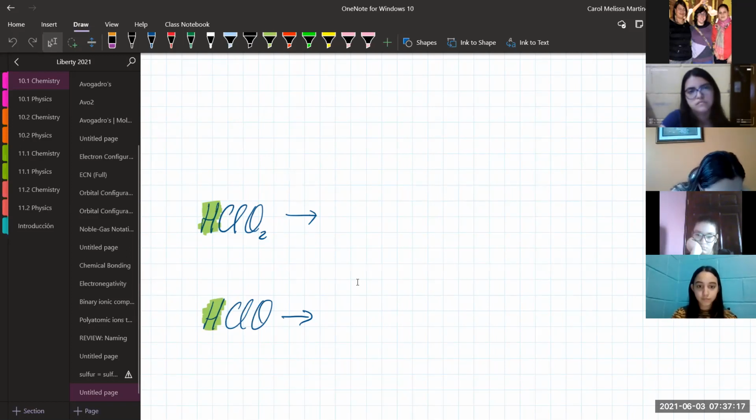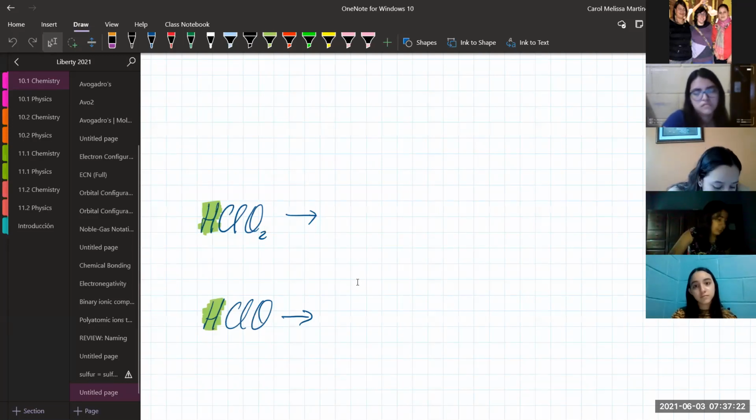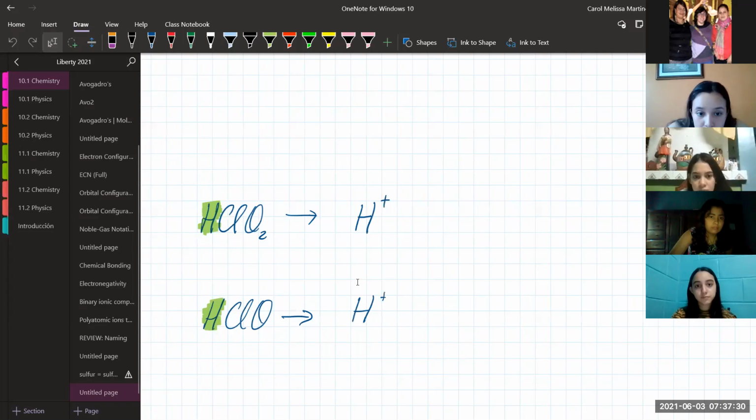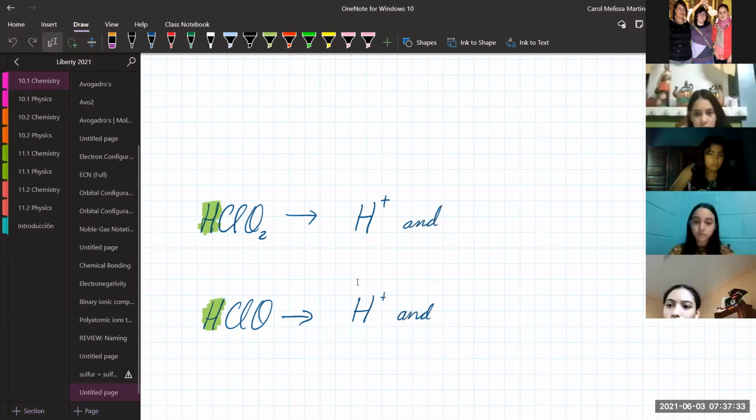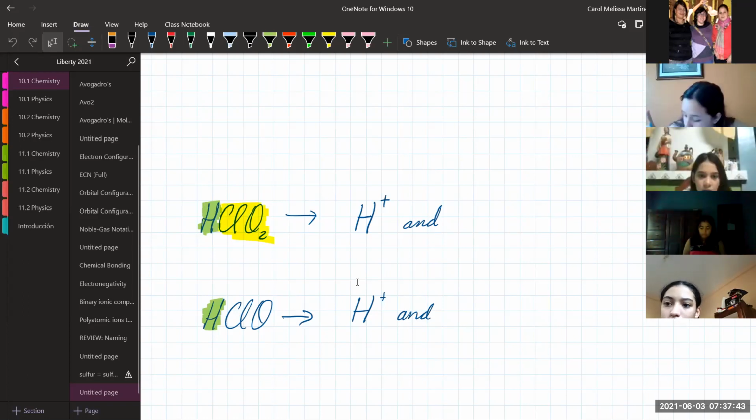What is the composition of this acid? The hydrogen, I mean H plus ion, and chlorite. How do you call this anion, ClO2? Chlorite. Chlorous acid. Remember, Sprite, ite, chlorite.